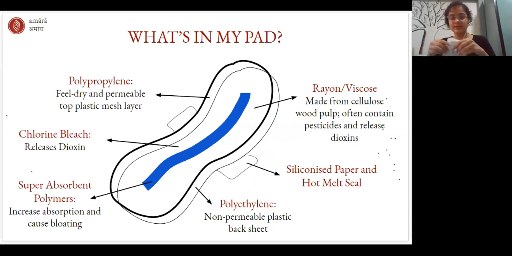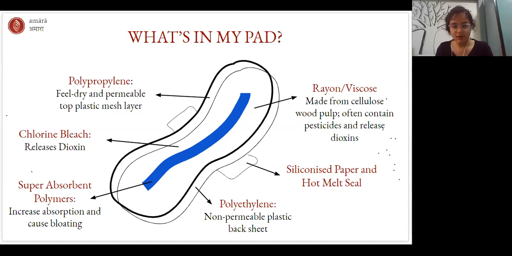Most commercial pads are made out of 5 layers. The first layer is the bag that it comes in. This is the individual wrapping, and it's made out of siliconized paper, which is a byproduct of plastic. So it's essentially not degradable, and it's made from plastic.